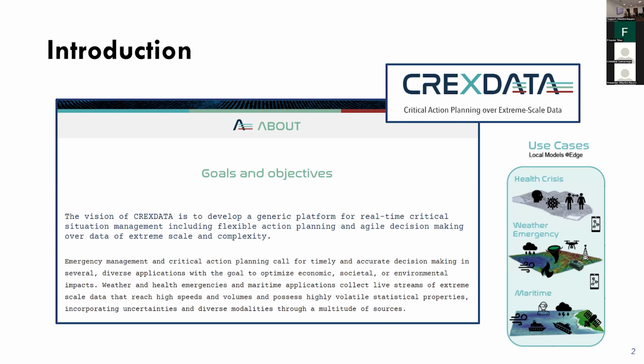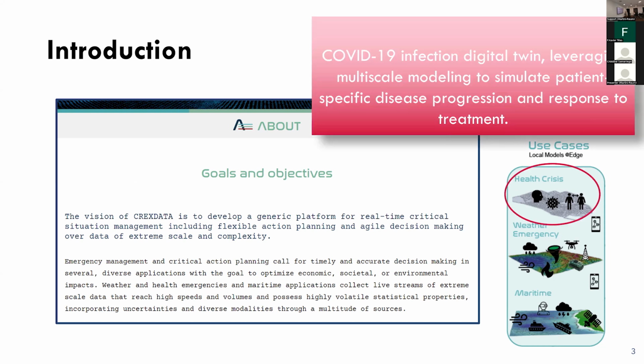This is framed in a European project, RexData, whose vision is to develop a generic platform for real-time critical situation management, including flexible action planning and agile decision-making, and this is the key point, over data of extreme scale and complexity. There are many use cases involved in the same project, but we are focused on one of the health crisis use cases, which aims to develop this COVID-19 infection digital twin, leveraging multi-scale modeling to simulate patient-specific disease progression and response to treatment.